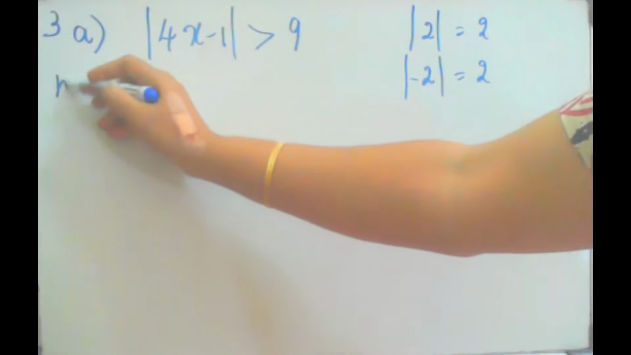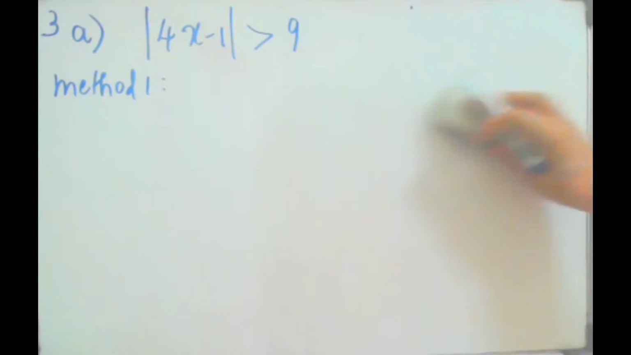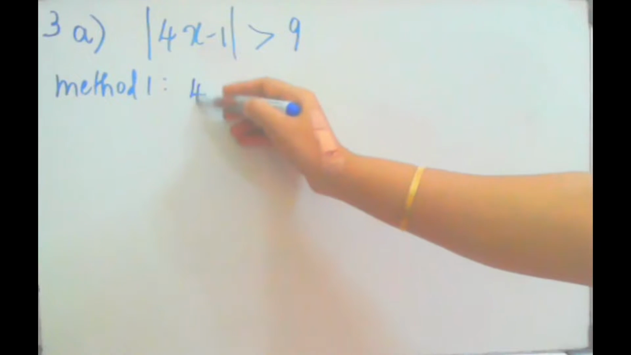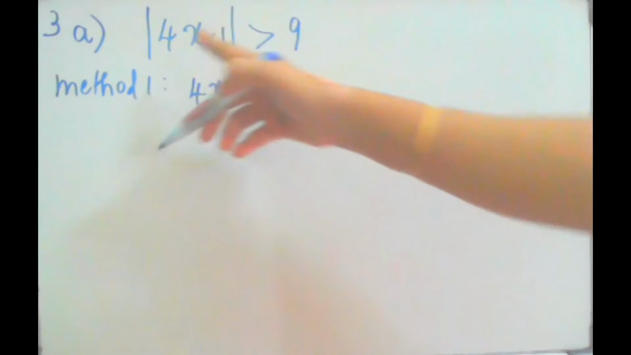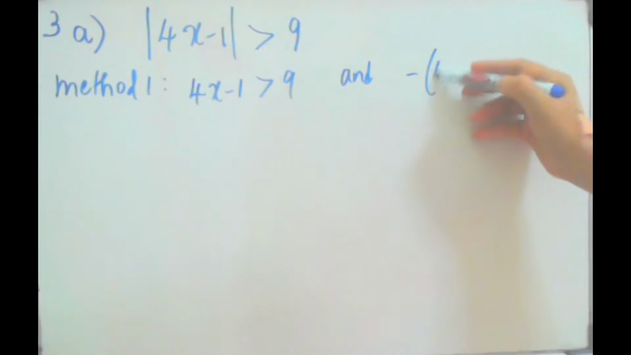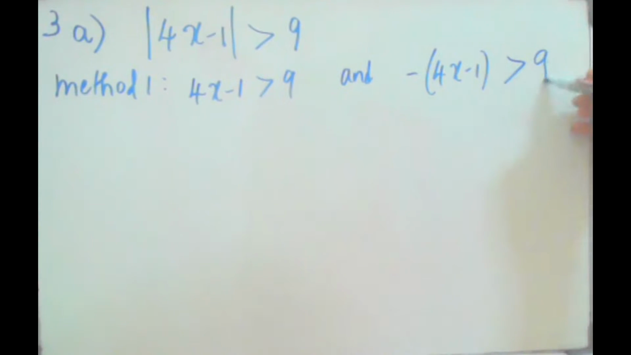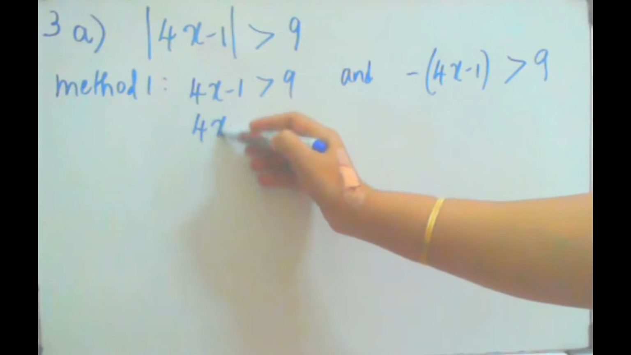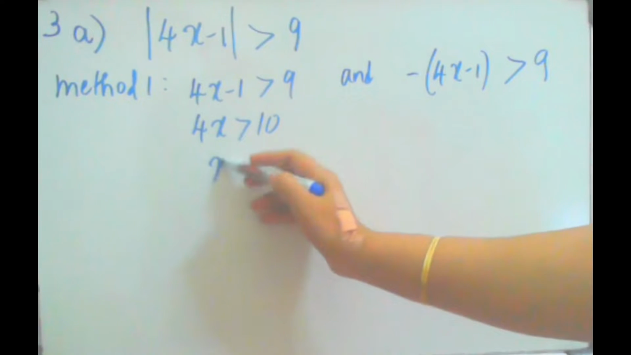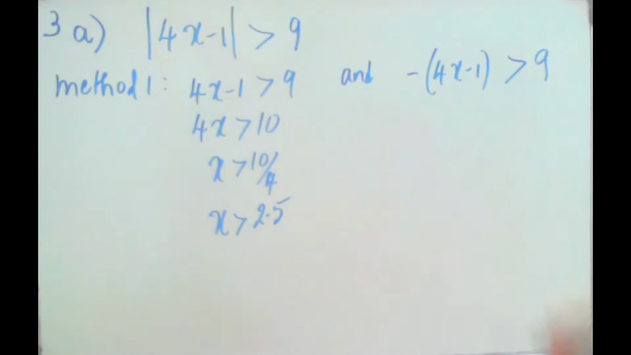There are two methods to solve this. So I will explain both methods. Let us look at the first method. So 4x minus 1 is greater than 9, considering 4x minus 1 is positive. And minus of (4x minus 1), even if this expression was negative, then also the inequality holds. So we will solve these two inequalities to get two values for x. So 4x is greater than 9 plus 1, 10. x greater than 10 over 4. So x greater than 2.5.